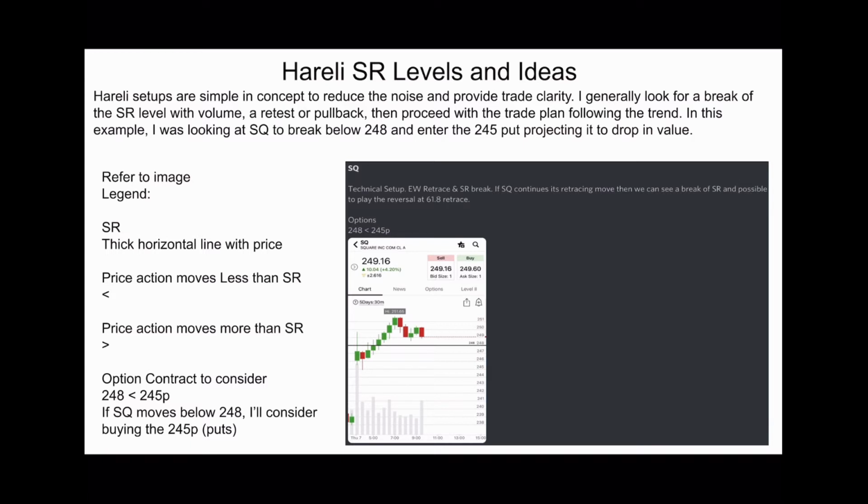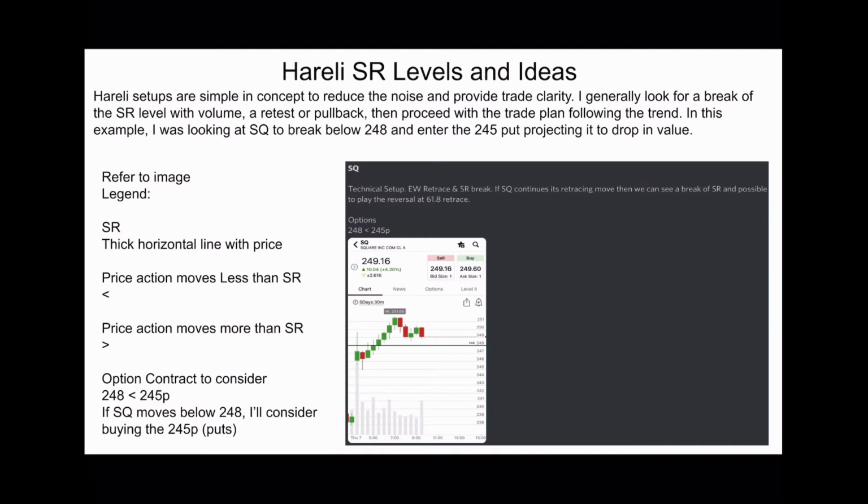And I put on the left the legend, right? The support resistance lines, so you'll see a thick horizontal line with a price tag to it. That's basically the level that I'm looking at to enter the trade. Of course, if it doesn't break, sometimes it'll touch it, but I won't enter right away. Like I was saying, I'm looking for a test of the level. I'll look for a retest or a pullback.